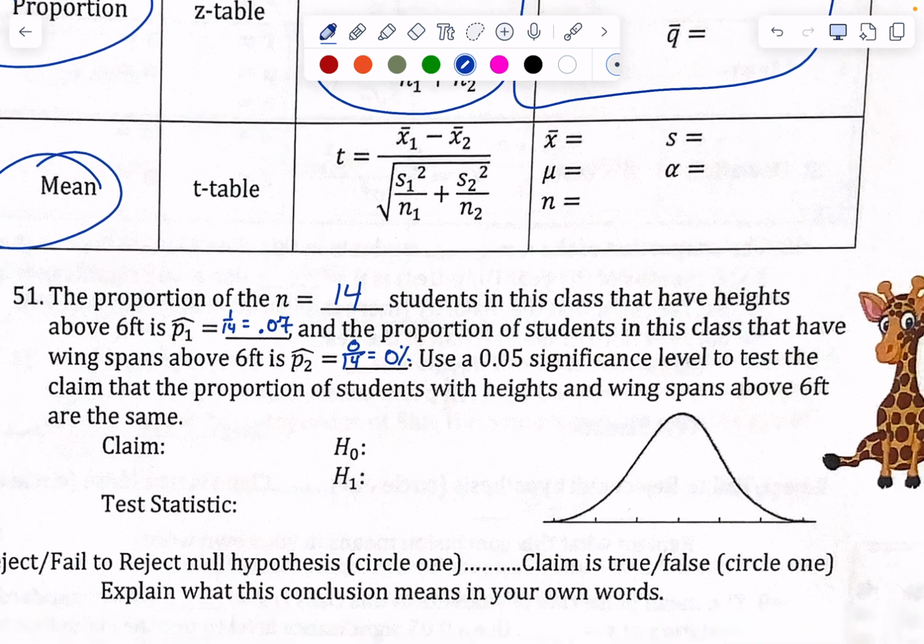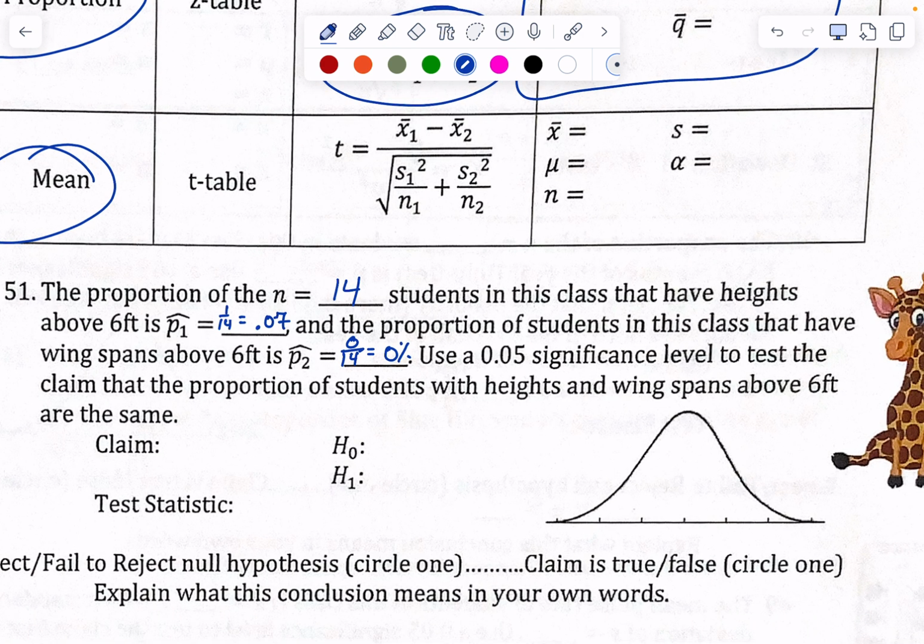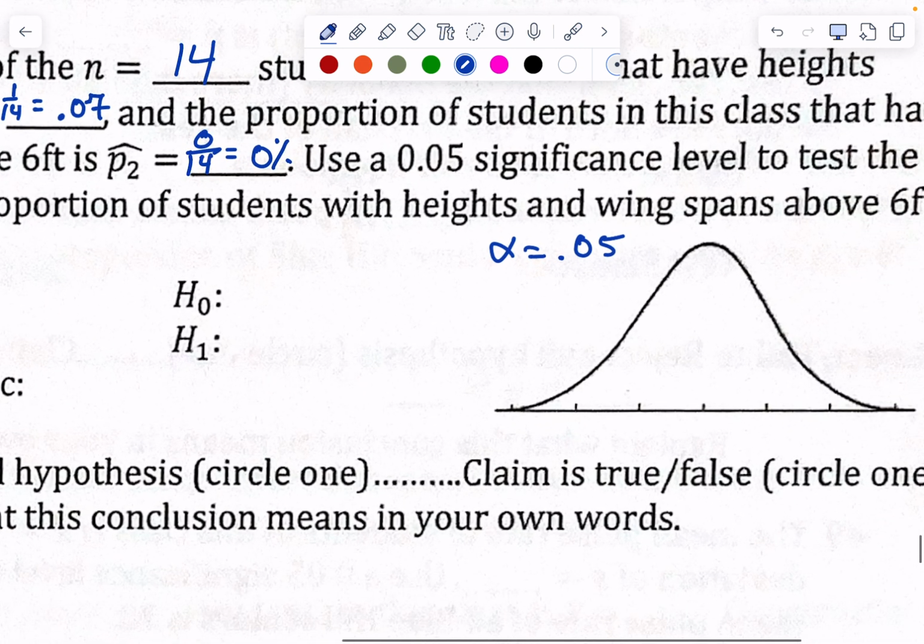We'll see. Okay, so use an alpha value of 0.05 to test the claim that the proportion of students with heights and wingspans above 6 foot is the same. All right, what do we do for these? P1 and P2 are equal, and P1 and P2 are not equal. So left tail, right tail, two tail, two tail.